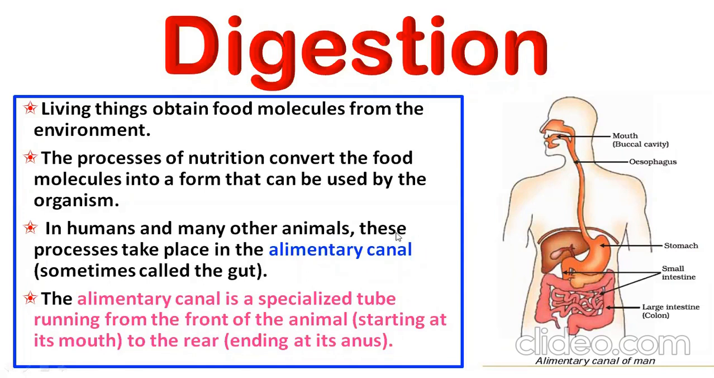But now let me tell you about the alimentary canal. What is the alimentary canal? It's this whole pipe. It starts from here, then goes to the stomach, then the small intestine and large intestine. The pipe through which the food passes is called the alimentary canal. The liver and such parts are not part of the alimentary canal. It starts from here and ends at the large intestine.